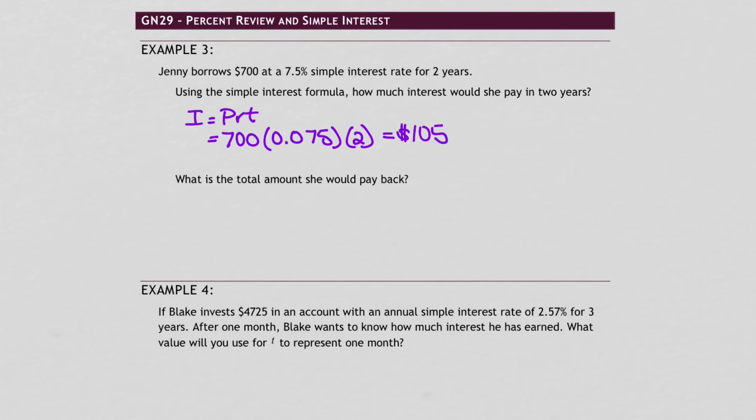To find the total amount that she would pay back, we would take the initial amount of $700 and add to that our interest. So she's going to end up paying $805 by the end of the 2 years.